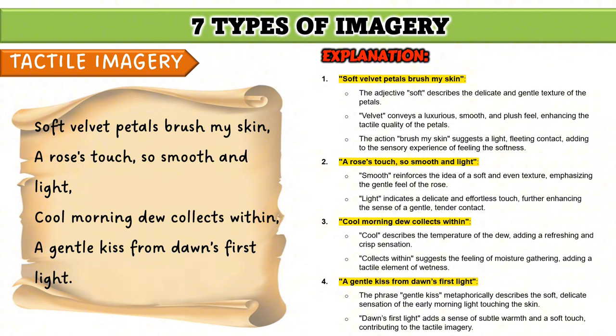A rose's touch, so smooth and light. Smooth reinforces the idea of a soft and even texture, emphasizing the gentle feel of the rose. Light indicates a delicate and effortless touch, further enhancing the sense of a gentle, tender contact.